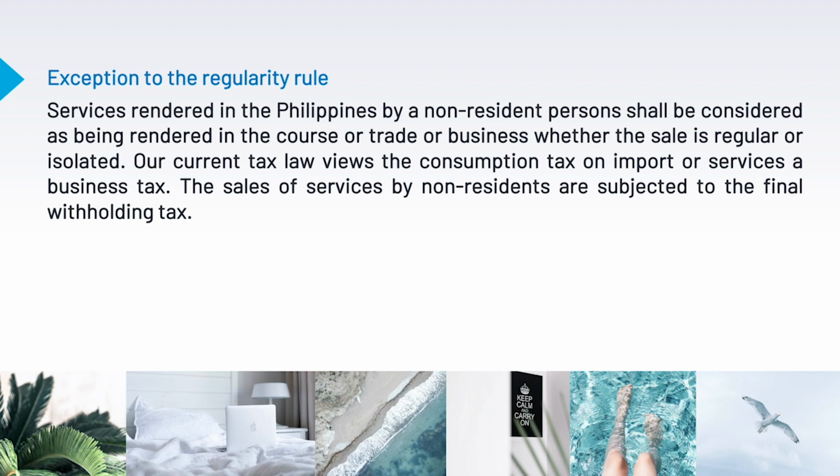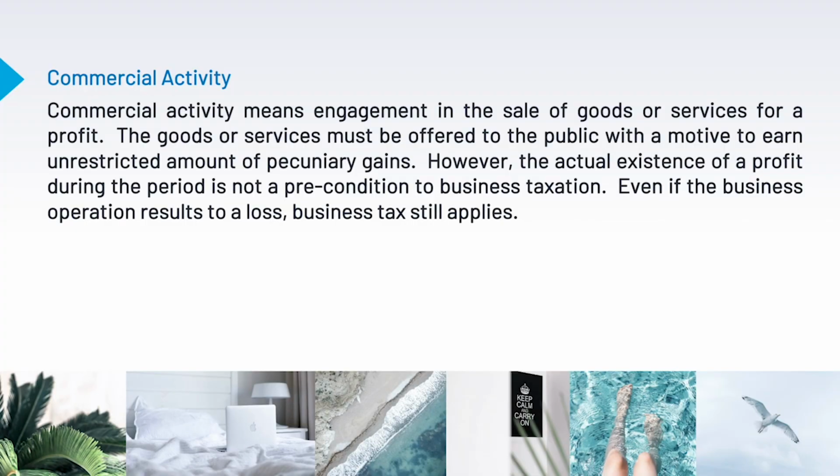Okay? Commercial activity. So earlier, right? Elements of business. Number 1 is the habitual engagement. Number 2, what is it? Commercial activity. For an activity to be considered a business, it means engagement in the sale of goods or services for a profit. So sales of goods or services for a profit. Earlier, you said just engaged, right? Your regular engagement, so it is a business.